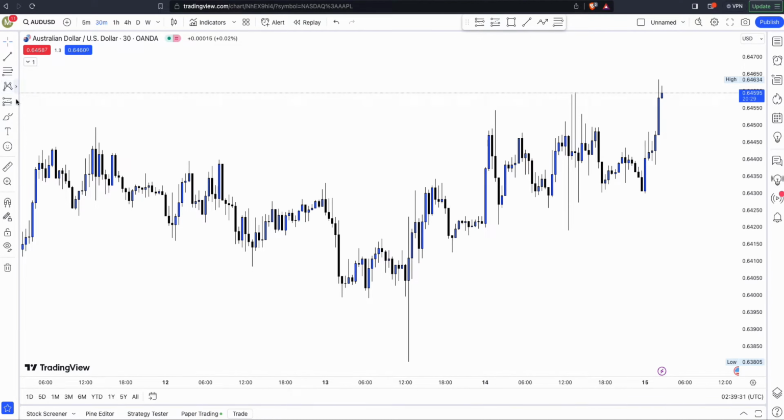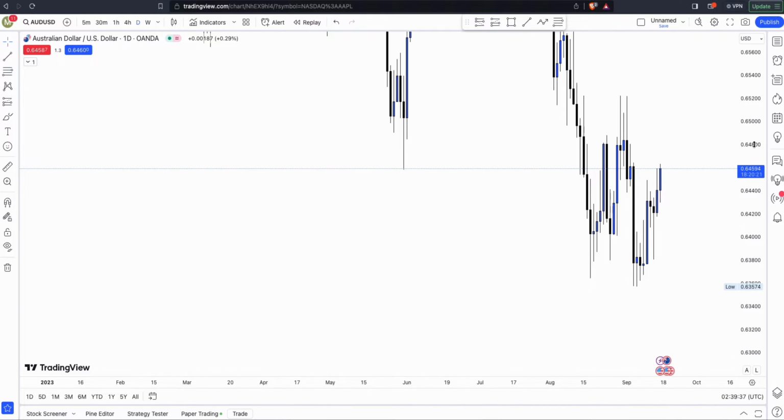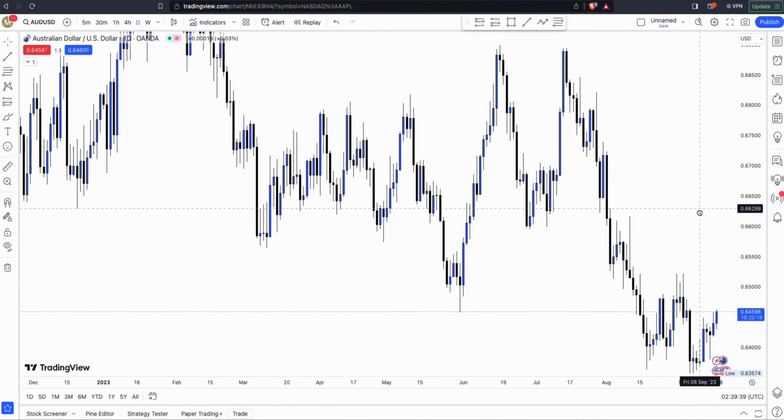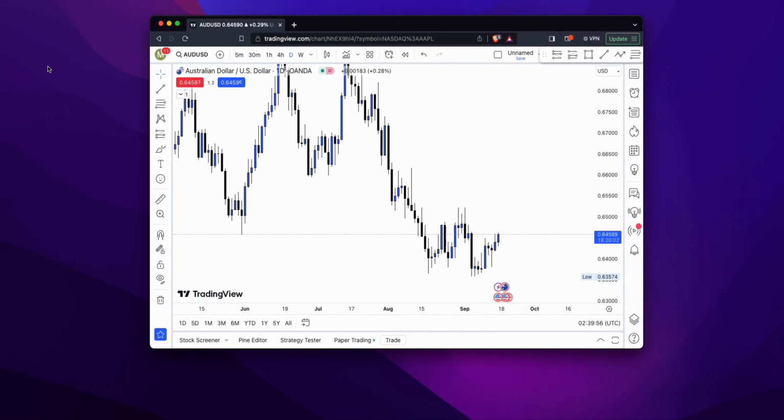Okay, so to begin with, we're going to jump on the daily. That's where we always start. On the daily we see a lot of bearish market structure, and we can see a kind of divergence formed here, which I don't think is divergence, because if we look at the RSI, which I'm going to add right now. Give me a second.